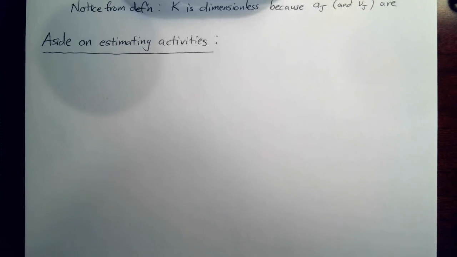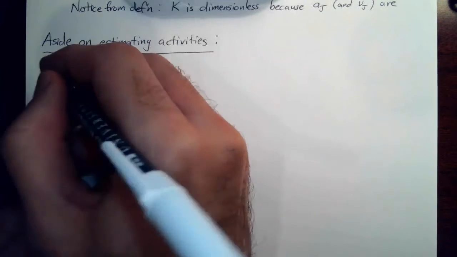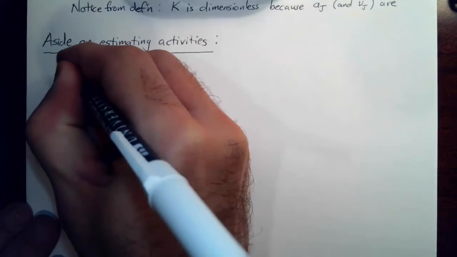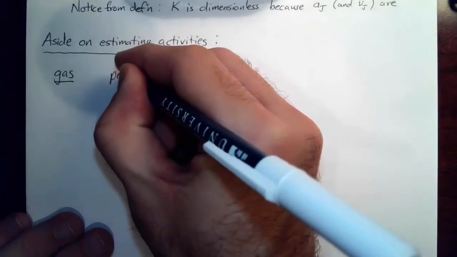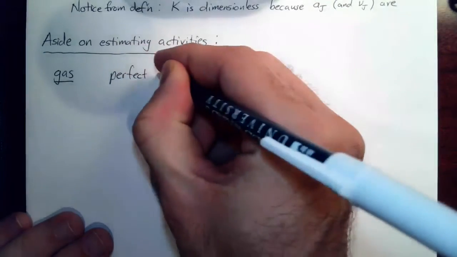Okay, so in this video I'd like to calculate some equilibrium constants, but first I'm going to do an aside on how to estimate activities. So let's start with the activity of a gas. In particular, we're going to look at perfect gases.